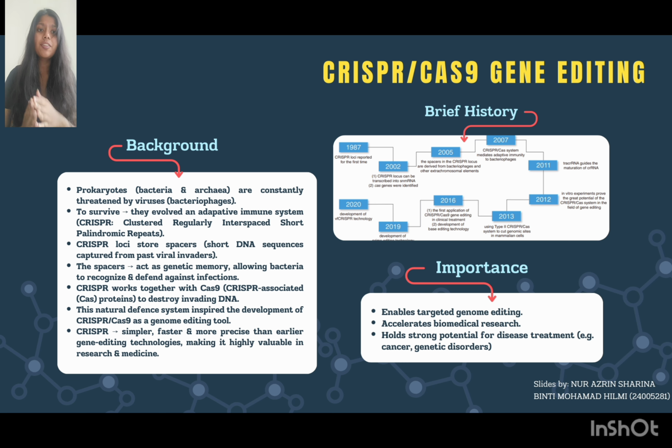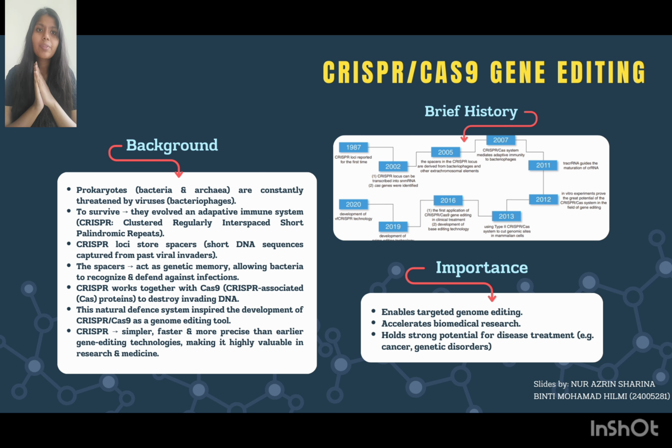Here is what happens. CRISPR stores little pieces of DNA from viruses that attacked before, kind of like a memory bank. When the same virus comes back, CRISPR recognizes it and, with the help of a protein called Cas9, cuts up the viral DNA to stop the infection. Scientists saw this and thought, if bacteria can do this, maybe we can use it to edit genes. And that's how CRISPR became a powerful tool for gene editing. It's faster, simpler, and more precise than the older methods.